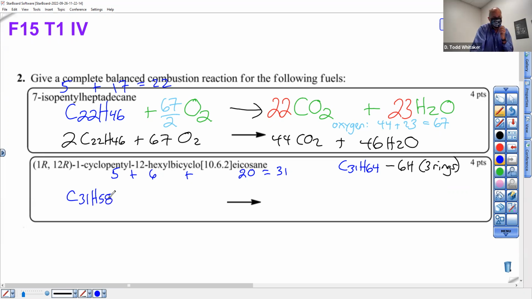What's half of 58? Half of 58 is 29. I could have done this in the previous example. When you get half of the H's being odd, you're going to end up doing this eventually, so why not do it at the beginning? Only when half of the H is an odd number. That means you're going to be putting an odd number in front of water like we did last time. And that's the only way to get odd oxygen, right? So we're not gonna get all that oxygen this time.